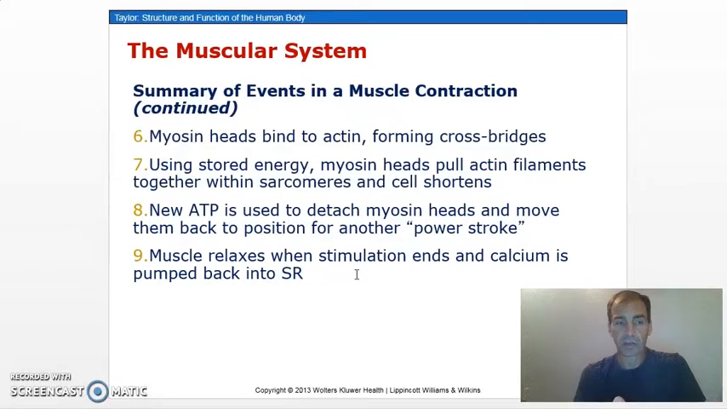In our next lecture, we're going to look at how we form ATP from the muscle cells and how certain types of muscle cells are different. We call those muscle cell types type 1, type 2. We'll get into what those are and why that's important.